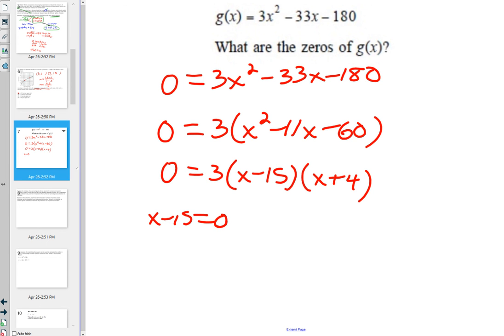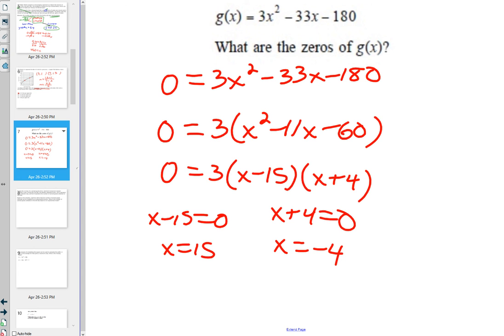x minus 15 would then be equal to 0. x plus 4 would be equal to 0. So x is equal to 15. x is equal to negative 4. Those are the ones you would have selected. The quadratic formula will give you the same thing. And did you do factoring? You did. If you're good with your times table, factoring saves you time.